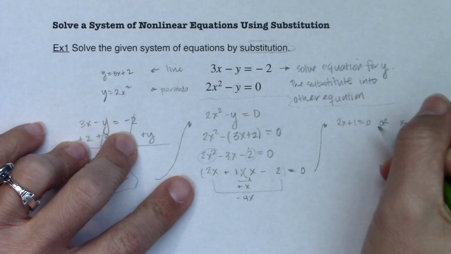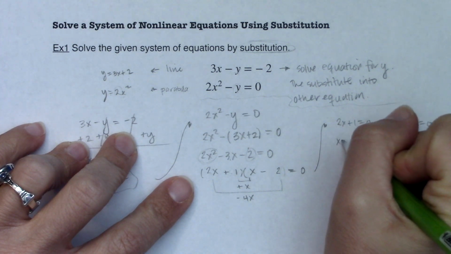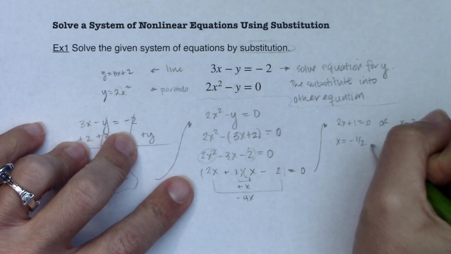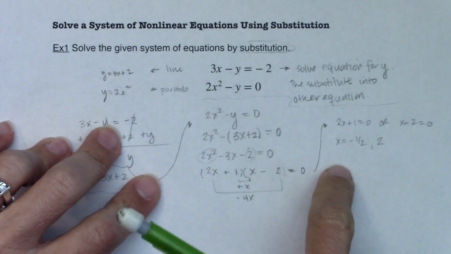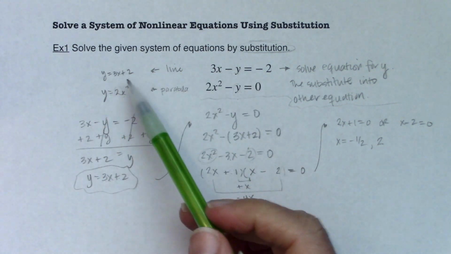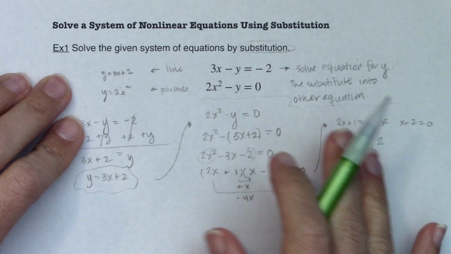So if I solve this for x, right, subtract 1 from both sides, divide by 2, I'm going to get x is -1/2. Or here, x is 2. So those are my 2 x coordinates. But when you want to solve a system, you want to solve for the x and y. So we need an ordered pair.